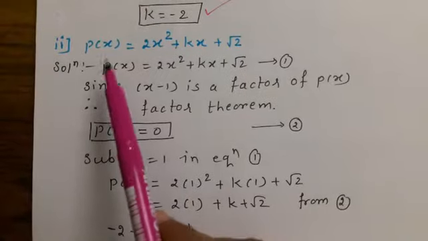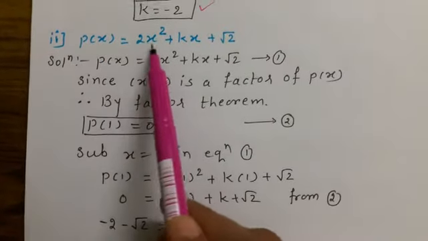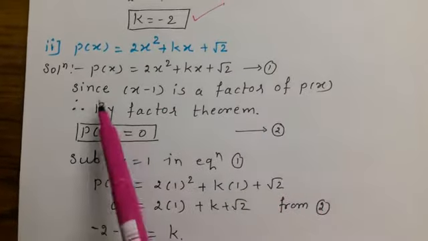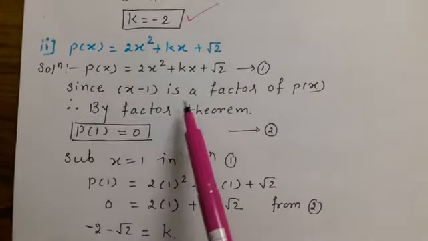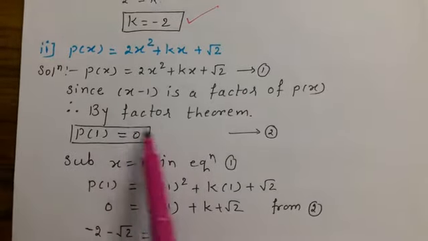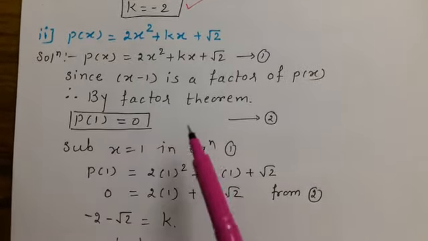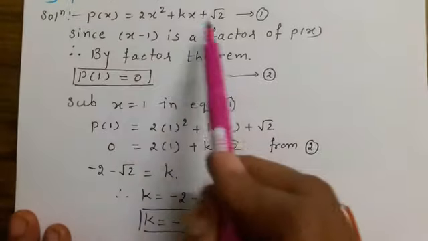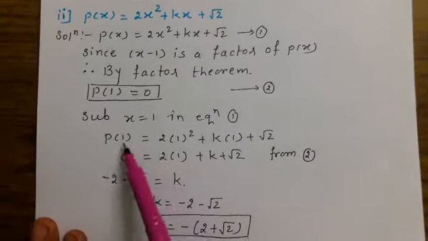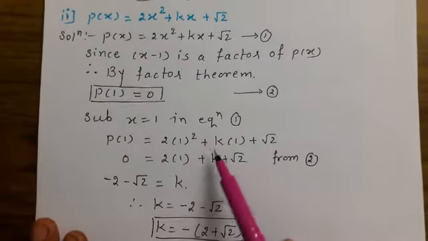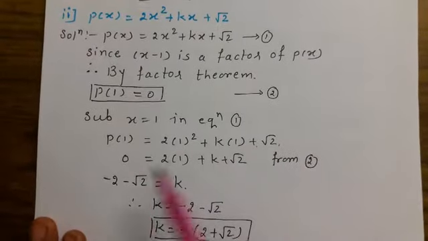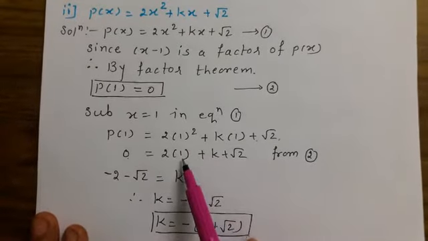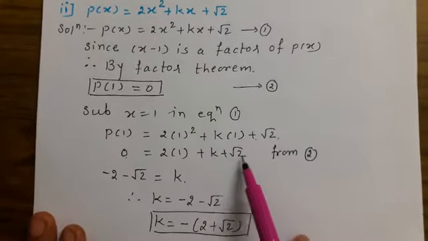Second problem: P of x is equal to 2x square plus kx plus root 2. We will call this equation 1. Again we say, since x minus 1 is a factor of P of x, therefore by the factor theorem P of 1 is equal to 0. We will call this equation 2. Substitute x is equal to 1 in equation 1. So we get P of 1 is equal to 2 into 1 square plus k into 1 plus root 2. Here the P of 1 value is 0 from equation 2. 2 into 1 square is 2, plus k into 1 is k, plus root 2.